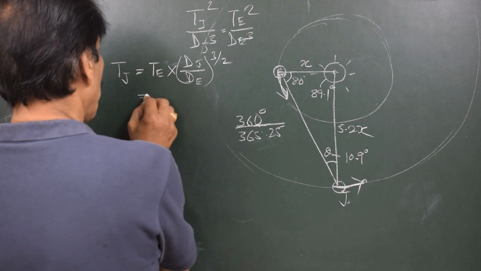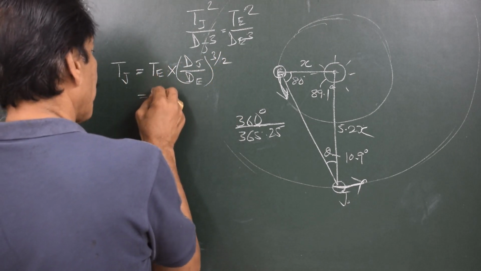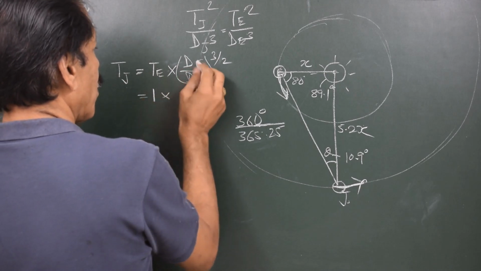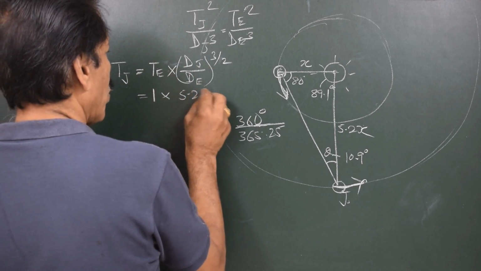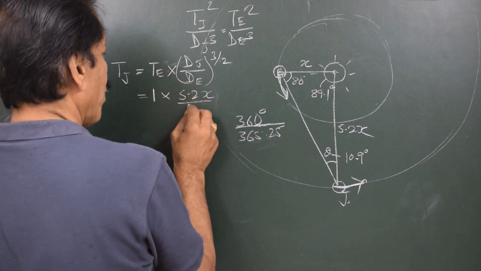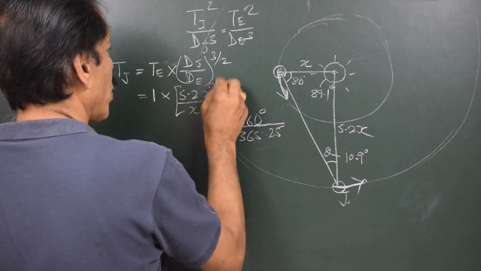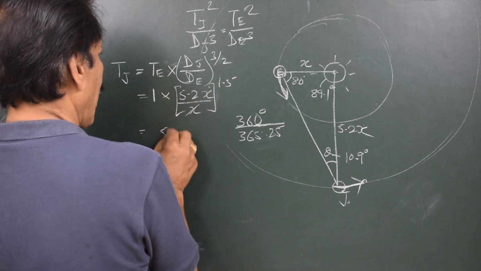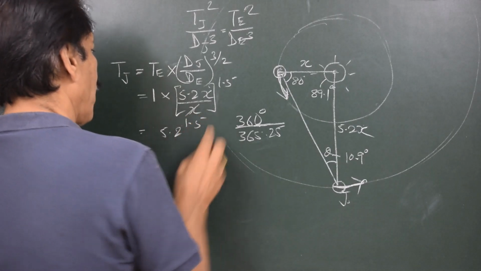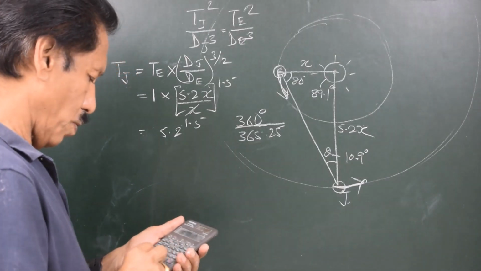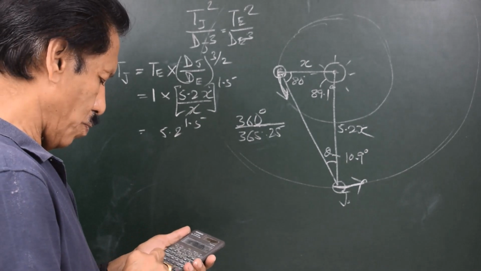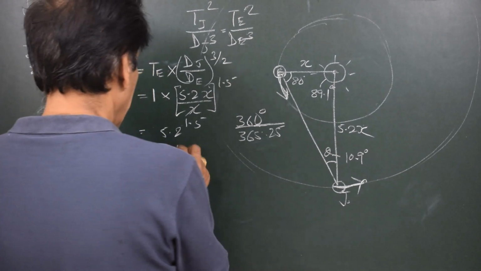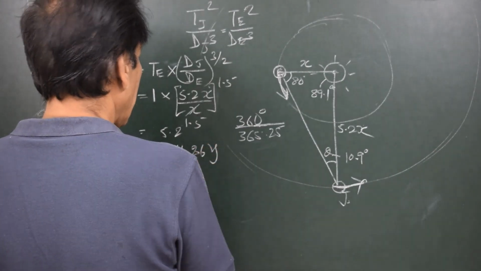Now if we assume that the sidereal period of the Earth is 1 year, then we will get the answer in terms of years. In place of dJ I can write 5.2x. In case of dE I can put 1x, and this is to the power 1.5. So x gets cancelled, and 5.2 to the power 1.5 gives me 11.86 years.